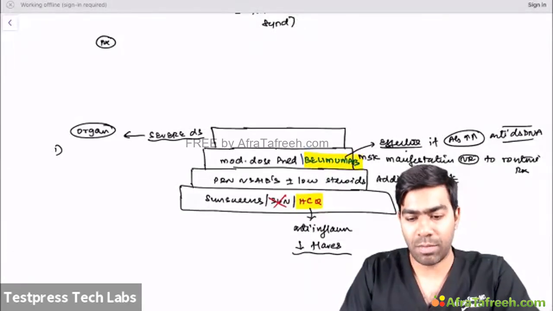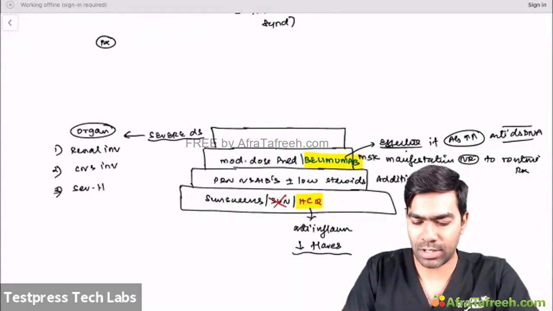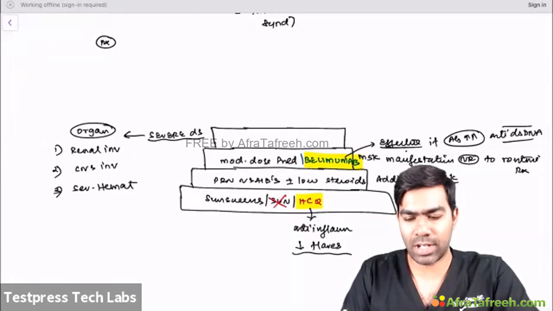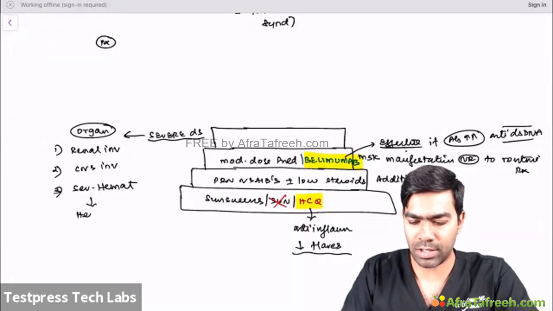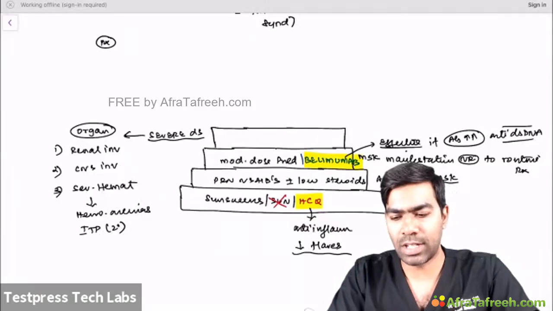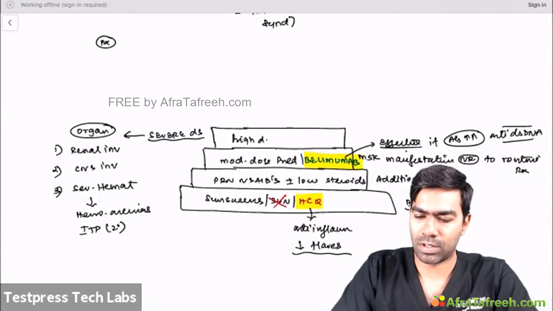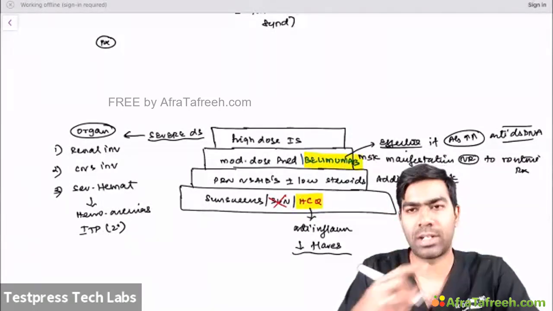For example, the patient is having renal involvement, typically in the form of severe lupus nephritis, class 3, 4, and 5. Second, the patient is having CNS involvement, that is neurological lupus, or the patient is having severe hematological manifestations, for example severe hemolytic anemias and severe ITP, secondary immune thrombocytopenic purpura. In this setting, you definitely need to give high dose immunosuppression. High dose immunosuppression is definitely required.